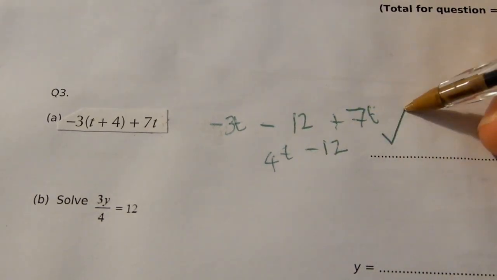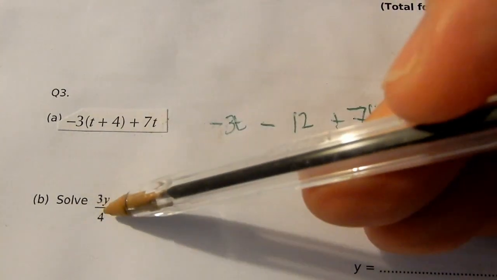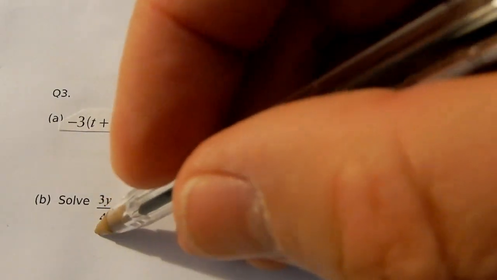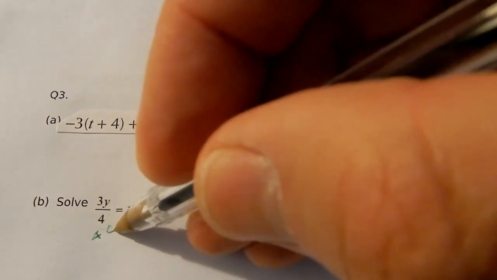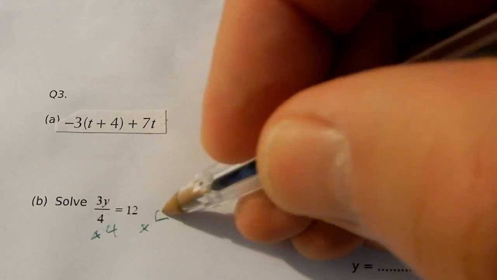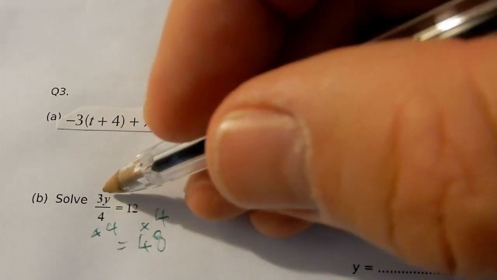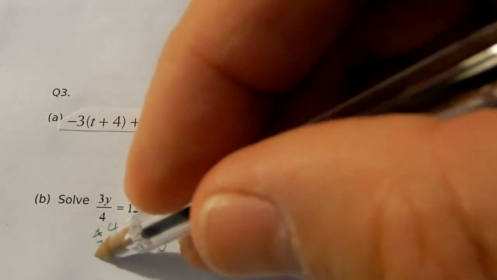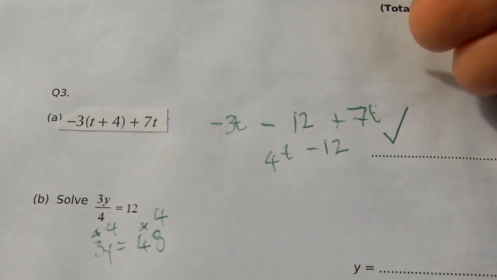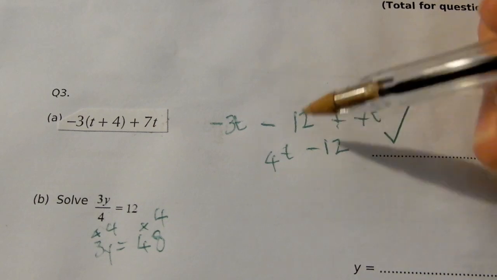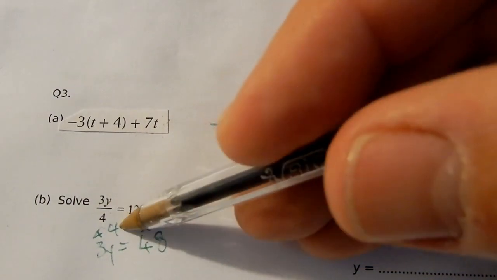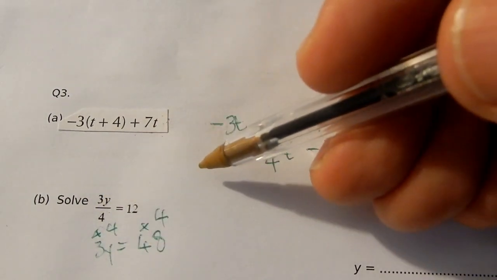There's no equals, so I can't solve it. Oh, this one I can solve. It's got an equals. Okay, so the opposite of divide by 4 is times 4. So I'm going to times 4 on the left and times 4 on the right. 12 times 4 is well-known 48. And 3y over 4 times 4 just leaves me with 3 of these y things. Because divide by 4 and times by 4, they cancel each other out.